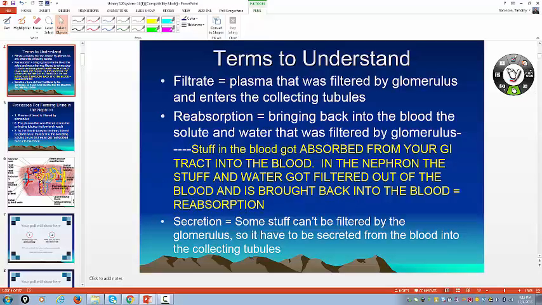And then finally, some stuff can't be filtered by the glomerulus. So it has to be actively pushed from the blood into the collecting tubules, and that's called secretion. So those are the three processes that occur in the nephron, and after you've done those three processes, whatever's left over is your urine.